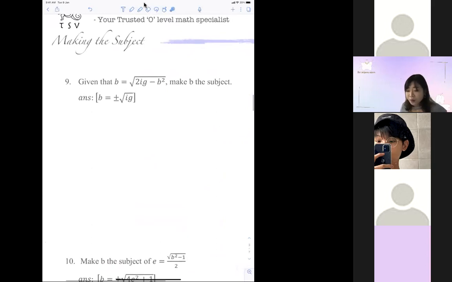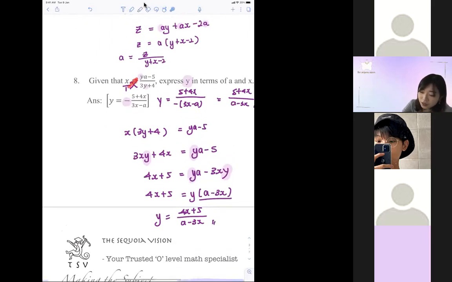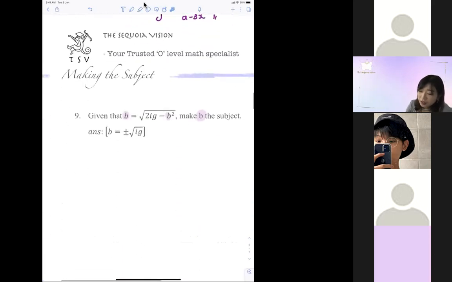Okay, so now, again, they want to make B the subject. First thing you do, ask yourself, where is B? So B is here. Just now I said that if there is a fraction, first thing, cross multiply and get rid of fraction. Now there's no fraction, but there's a square root. So same thing, you want to get rid of the square root, you square both sides. If it's square root, you square both sides. Cube root, you cube both sides. Then you can get rid, okay?